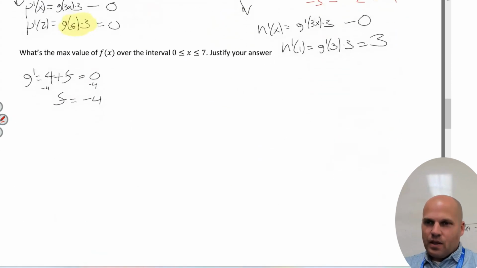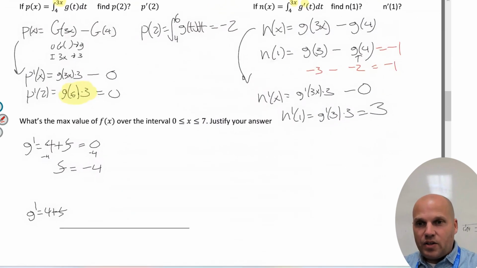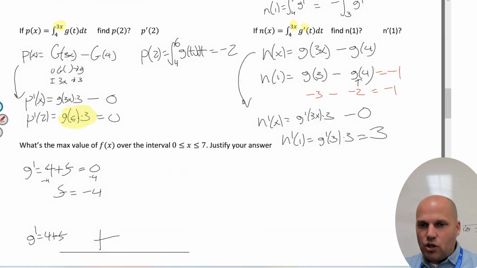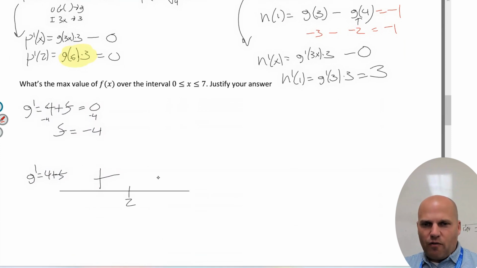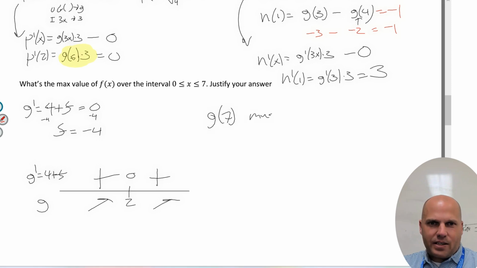Well, you could see that your g prime values, which are 4 plus f, all of these values are bigger than -4, which means 4 plus those values would give us positives. We do have a 0 at 2. 2 would be a critical point, but we have positives after that, which means g is increasing the entire time. Yes, it flattens out here, but it's increasing. What's the max? Well, if your function continues to increase, g of 7 must be the max, because g prime, which equals 4 plus f, is positive or equal to 0 from 0 to 7.